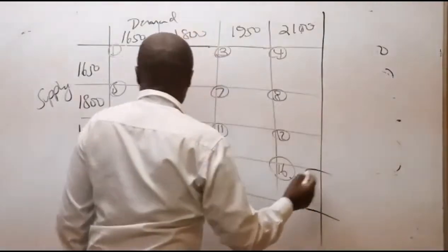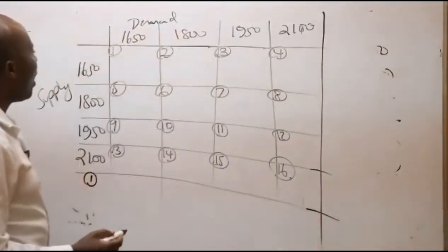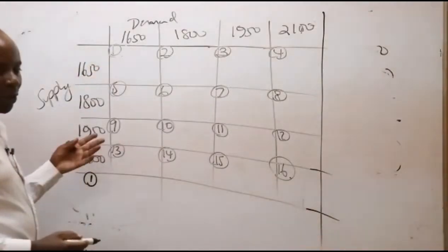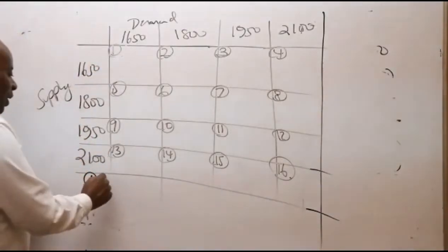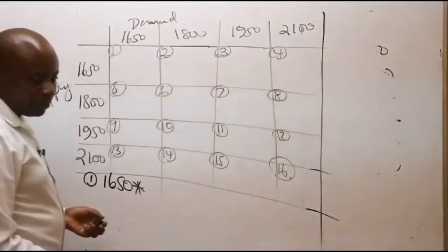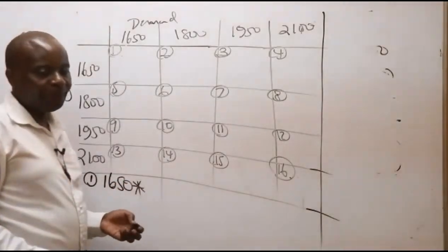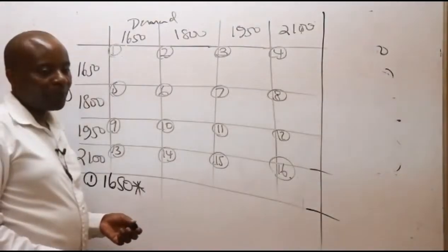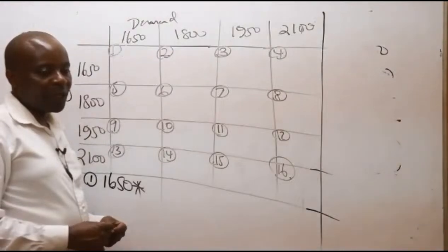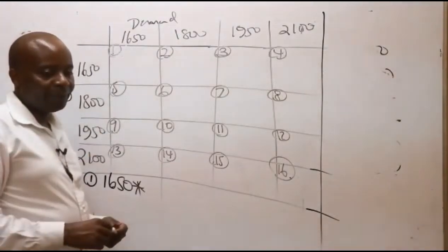Okay. So cell number one, supply is 1650 and demand is 1650. So I'm going to sell 1650. Do we have the selling price? What is the selling price per bracelet? 210.